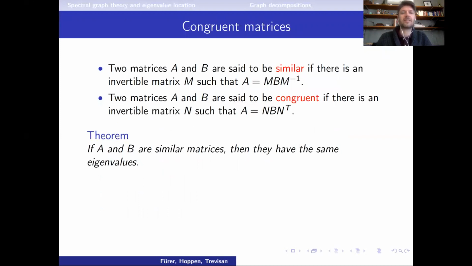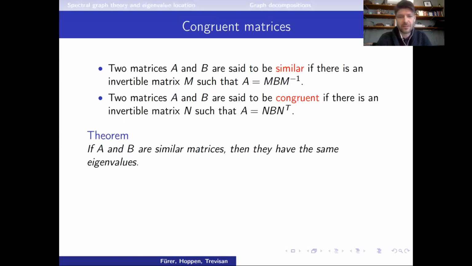To get started, I have two basic definitions. One is of similar matrices. Two matrices A and B are said to be similar if there is an invertible matrix M such that A is the product M times B times the inverse of M. And two matrices are said to be congruent if there is also an invertible matrix N such that A is equal to N times B times N transpose. So we have N transpose instead of the inverse. A very well-known theorem, very basic in linear algebra, is that if A and B are similar matrices, then they have the same eigenvalues.